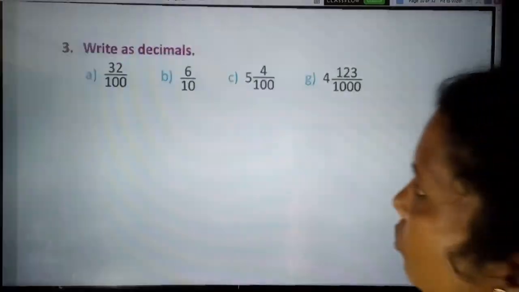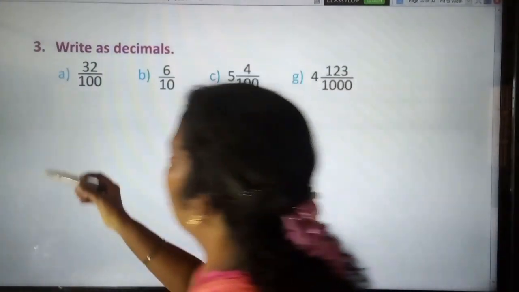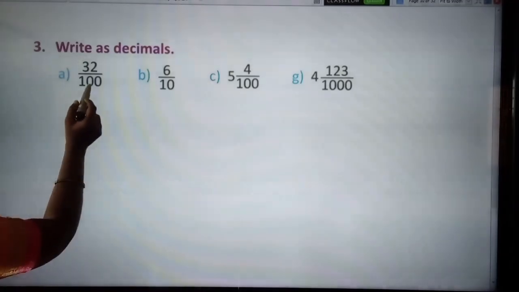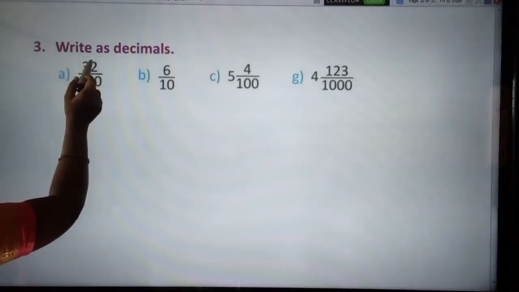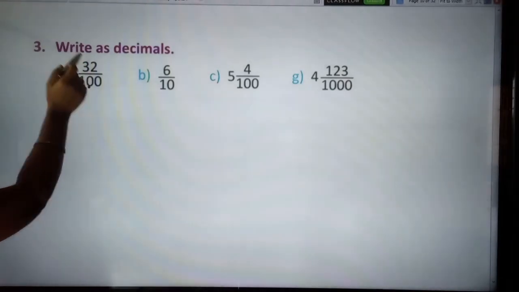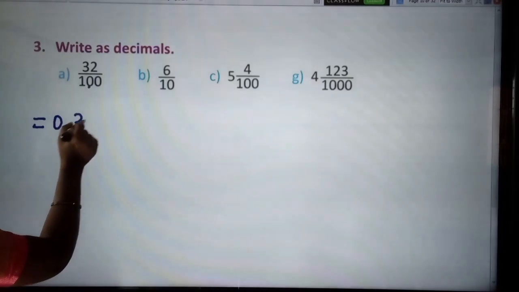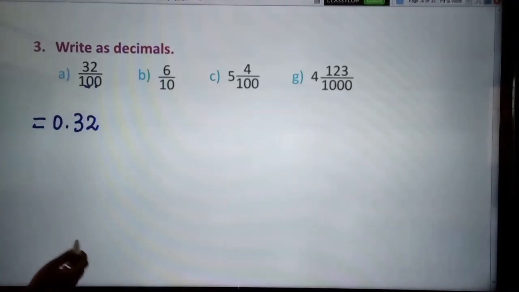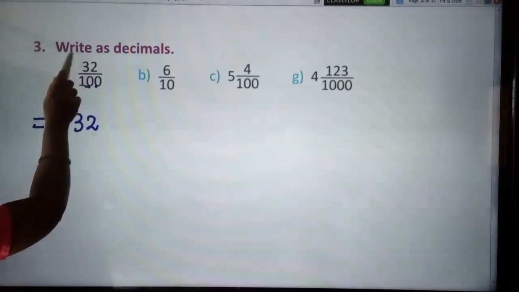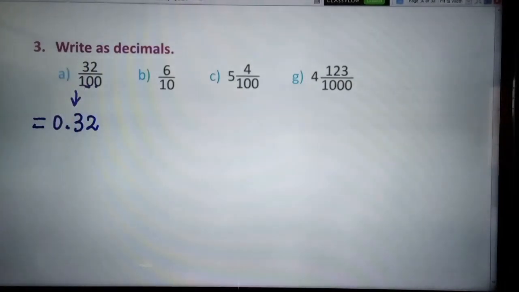Next one, write as decimal. It is given as a fraction. We are going to write the decimal from the fraction. See children, in the denominator 2 zeros are there. Therefore we are going to put the decimal point before 2 numbers in the numerator. You can write this as 0.32, because the denominator has 2 zeros, we put the point before the last 2 digits of the numerator and write the answer as 0.32.